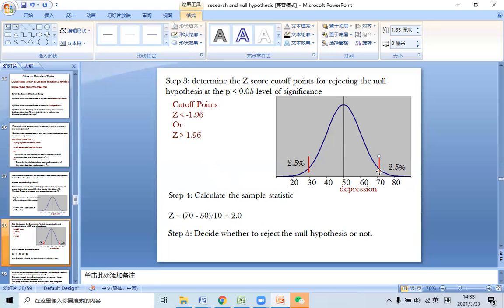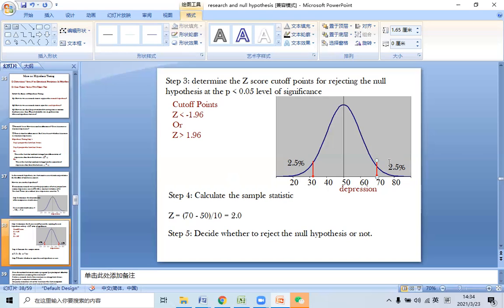Your score is here. 70 is 2 standard deviations above the mean, and the cutoff is 1.96 standard deviations above the mean. In this case, you can reject the null hypothesis. You can say, my score after drinking 5 beers on depression is really too extreme.